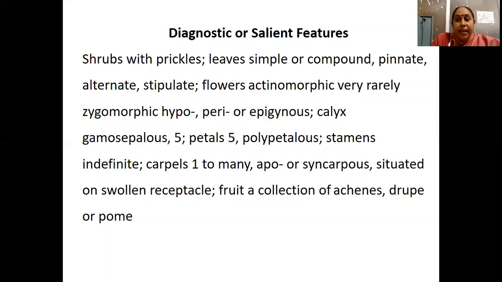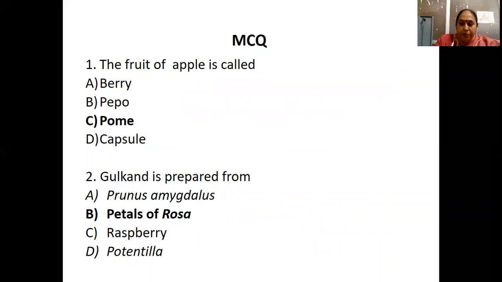The salient or the diagnostic features of this family are: plants are shrubs with prickles, leaves may be simple or compound, pinnately compound, alternate, stipulate. Flowers are actinomorphic, rarely zygomorphic, hypogynous, perigynous, or epigynous, calyx gamosepalous, 5 petals polypetalous, stamens indefinite, carpels 1 to many, apocarpous or syncarpous, situated on the floral receptacle, fruit a collection of achenes, drupe, or a pome.